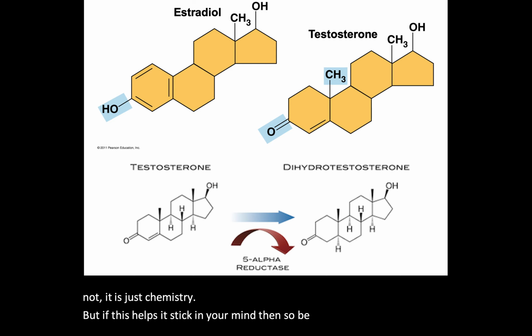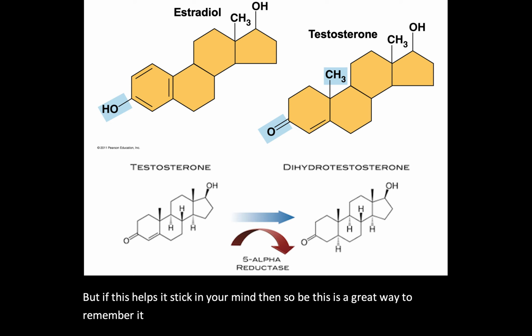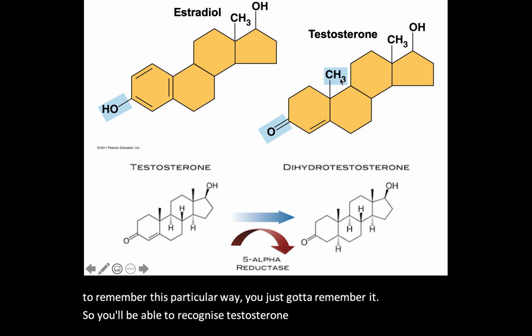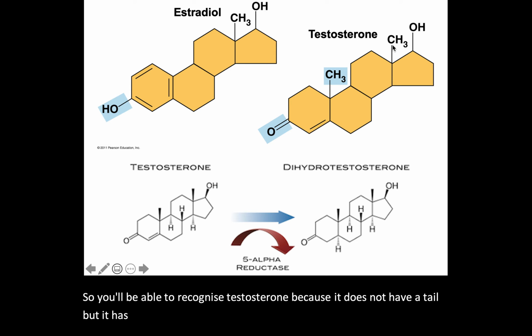This is a great way to remember it. Or come up with a better way, and that's fine. You don't have to remember it this particular way. You just got to remember it. So you'll be able to recognize testosterone because it does not have a tail, but it has these two little methyl groups up there. So I think of those as like bull horns.